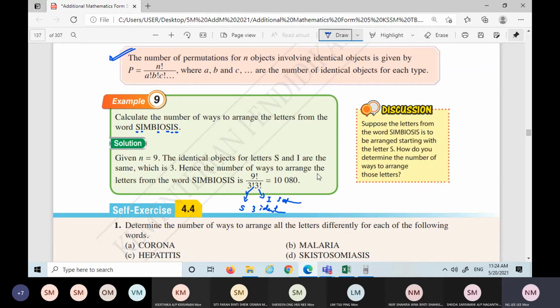So I hope you understand. We do this even more challenging. Suppose the letters from the word symbiosis are to be arranged starting with the letter S. How do you determine the number of ways to arrange these letters?